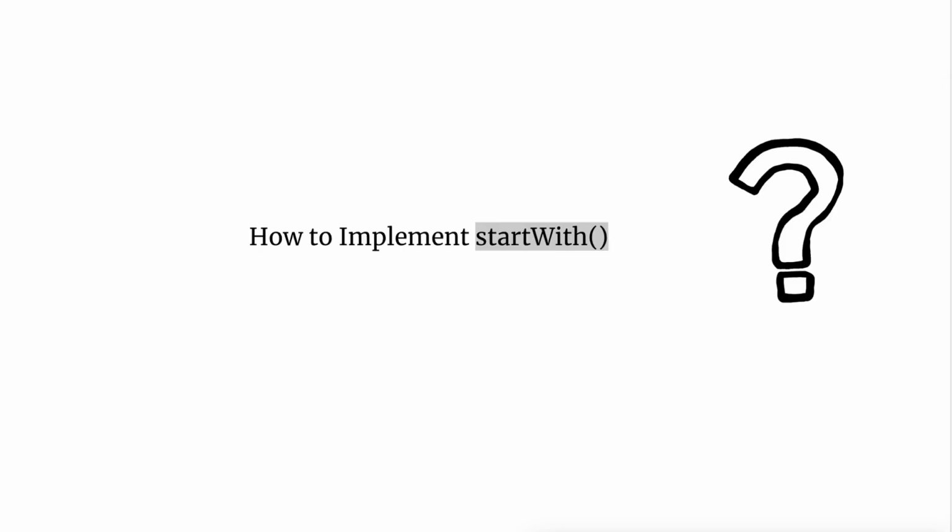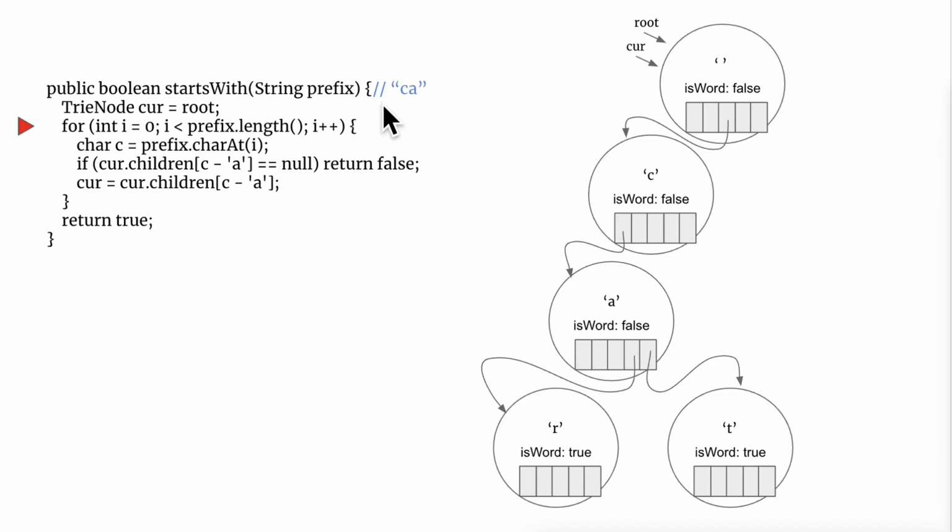The last section is how to implement the starts with method. For example, we want to check if CA is a prefix. We use a for loop to traverse CA. The current letter is the first letter of CA, which is character C. We ask the question, is the value in such index null? The answer is no. We move pointer cur, ensuring pointer cur is referring to our current traversed node.